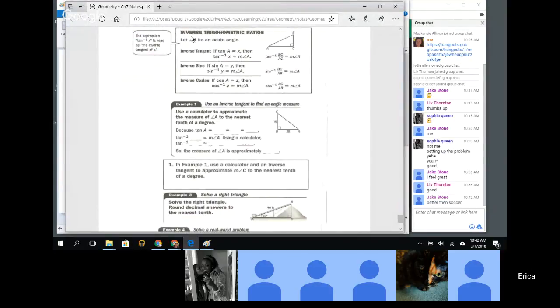Okay, so that's what this box up here says. It says tangent with the little -1 to the x is read as the inverse tangent of x. And what this says in a bunch of words is, if the tangent of A equals x, then the inverse tangent of x equals the measure of angle A. So basically, you can use the tangent ratio to find the measure of the angle.